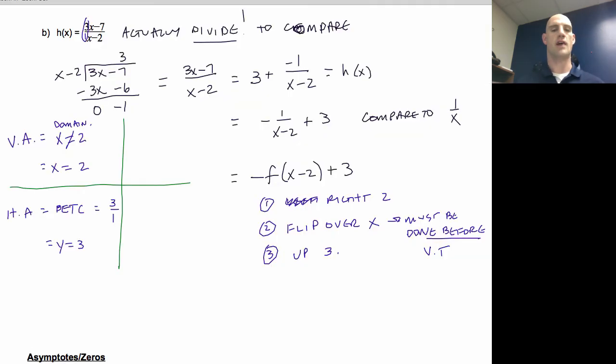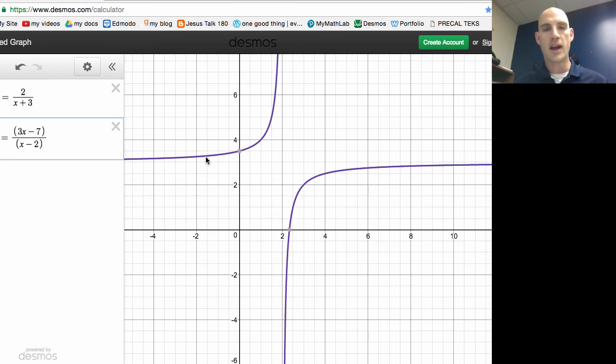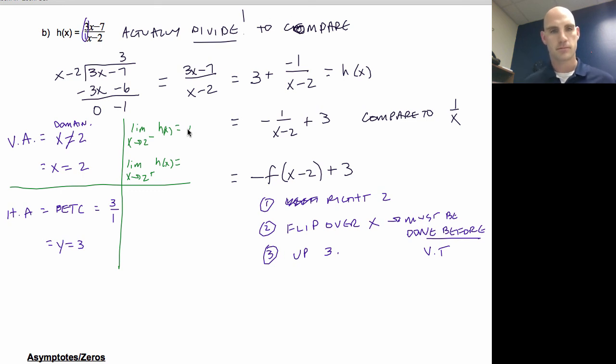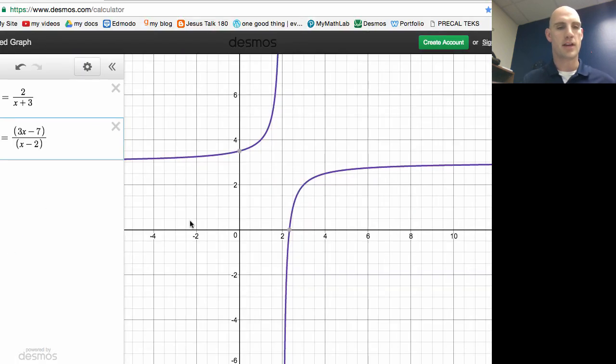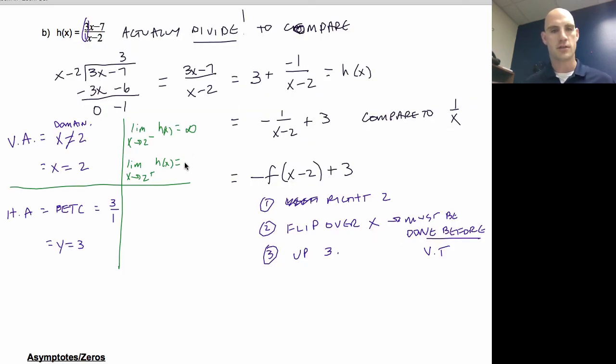So let's describe our limits. Vertical asymptote, the limit as x approaches 2 from the negative side, and the limit as x approaches 2 from the positive side of h of x is equal to. So as it approaches 2 from the negative side, that car's driving, where's it going? Infinity. And the limit as it approaches from the positive side, that car is driving into negative infinity.